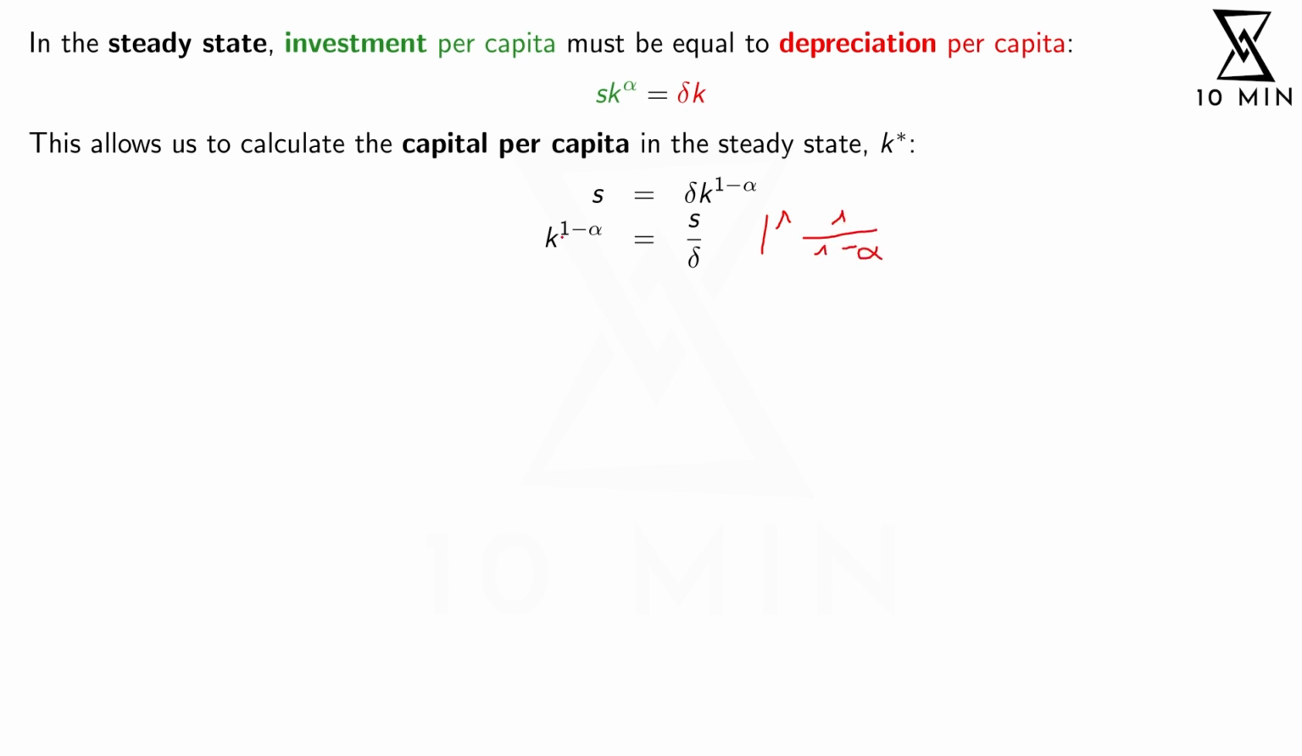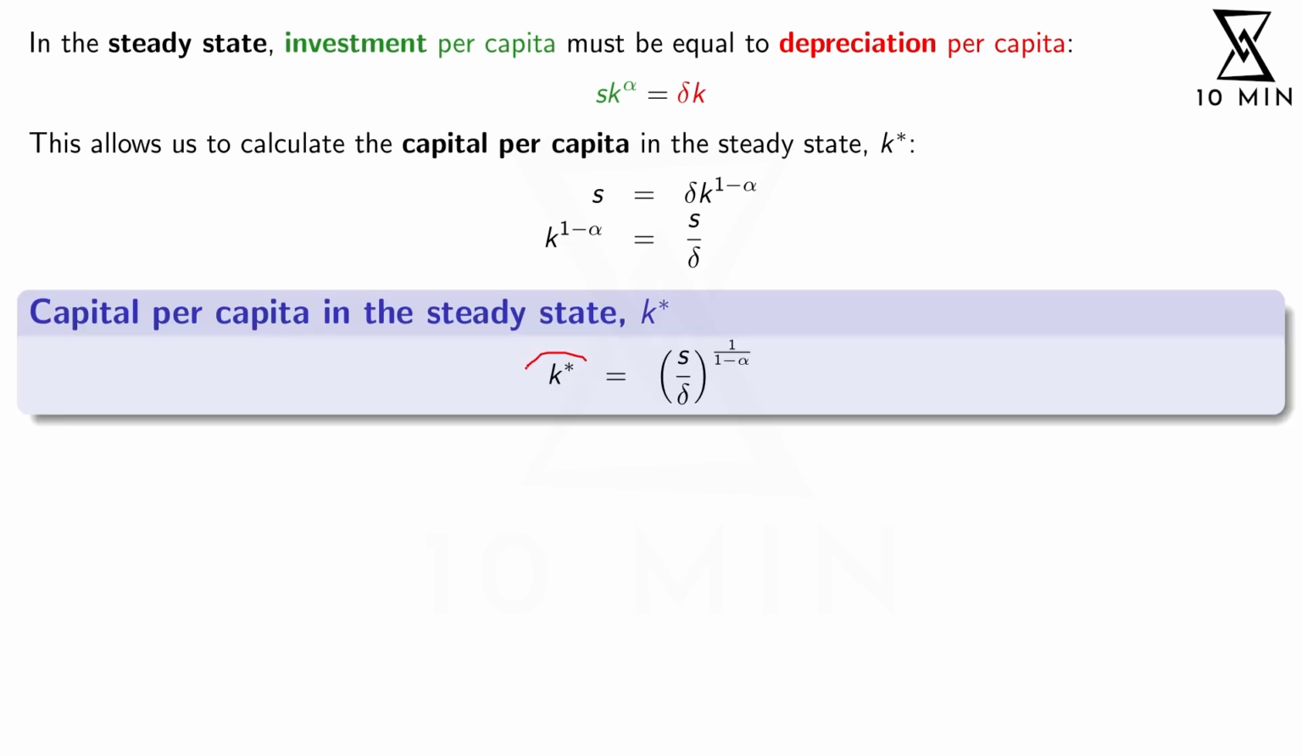Well, we take everything to the power 1 over 1 minus alpha. If you take the left hand side to the power 1 over 1 minus alpha, then you basically cancel this exponent, and you simply have k to the power 1 on the left hand side. And on the right hand side, you simply copy the exponent. So this means k, the amount of capital per worker in the steady state, is s over delta to the power, as we just said, 1 over 1 minus alpha. So this is the capital stock in the Solow model in the steady state. This is the capital stock that you have at the intersection of the diagram.